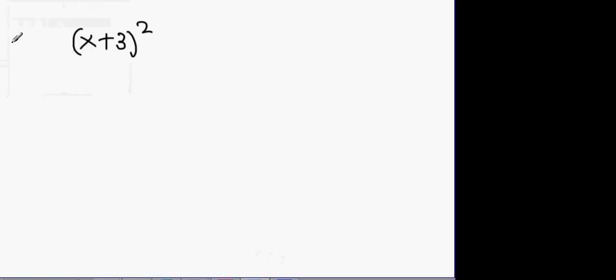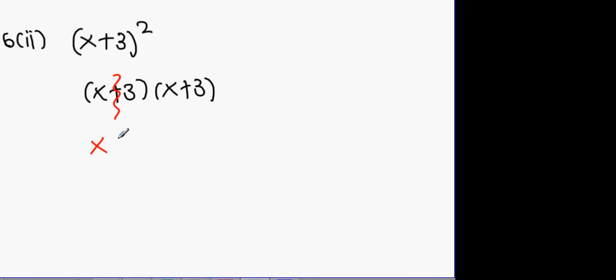Just question 6, part 2, x plus 3 to be squared. It means x plus 3 multiplied by x plus 3. Split the first bracket in half. X bracket x plus 3 plus 3 bracket x plus 3. What are we left with then?